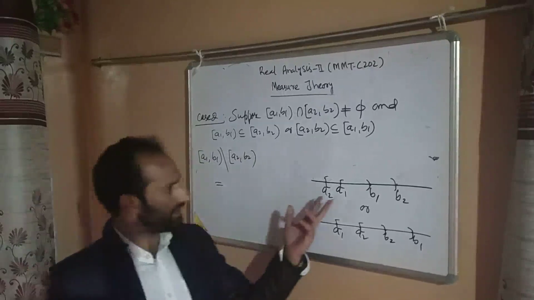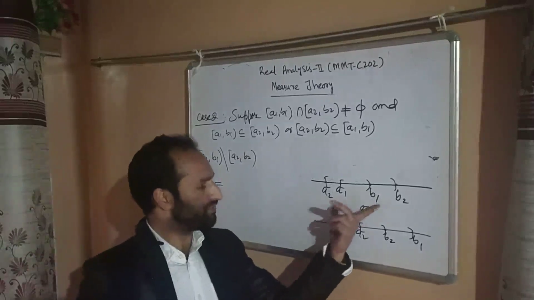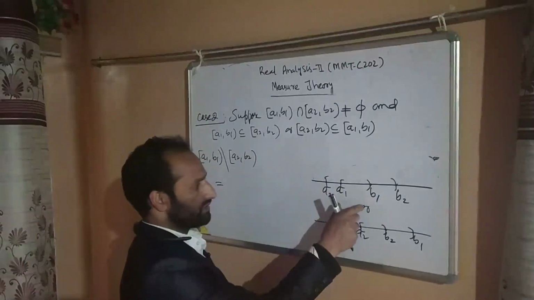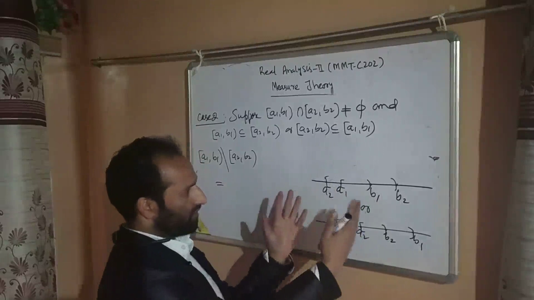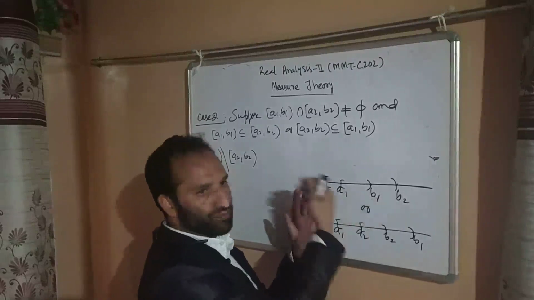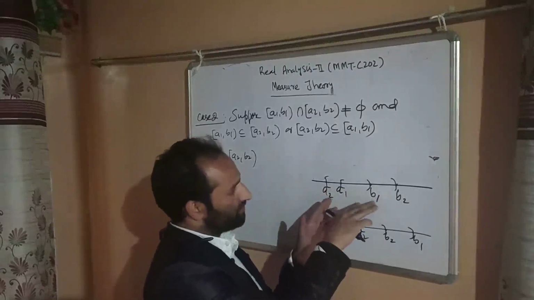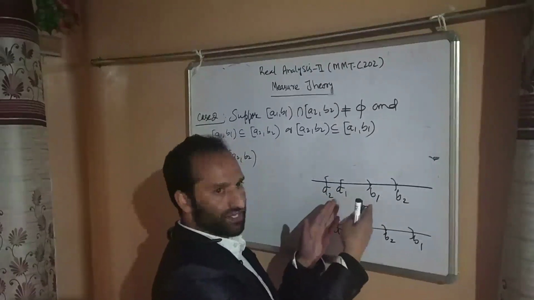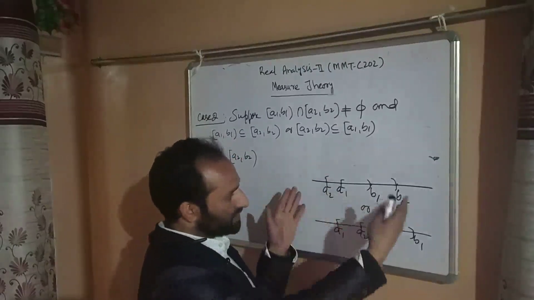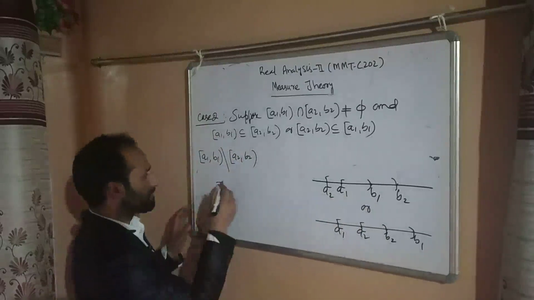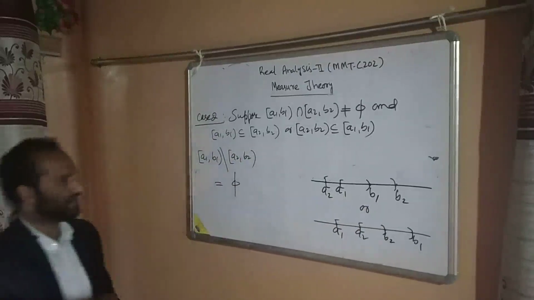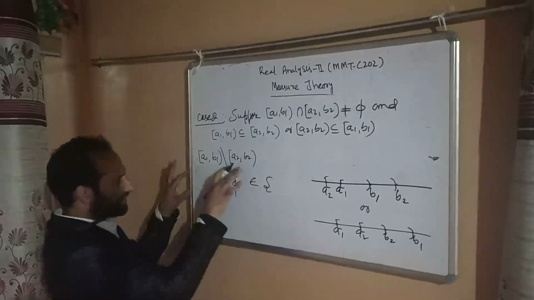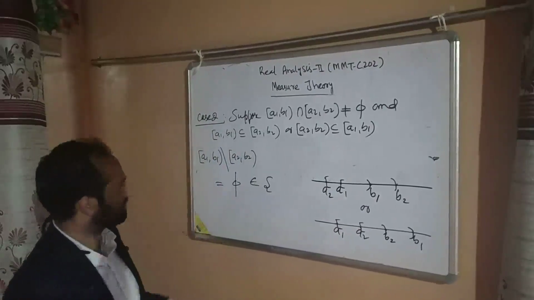So suppose A1 B1 is contained in A2 B2. Now what's A1 B1 minus A2 B2? You have to remove A2 B2 from A1 B1. A2 B2 is a bigger set, A1 B1 is a smaller set. So when we remove a bigger set from a smaller set, it's equal to phi. And phi is a member of S. So that means this difference is a finite disjoint union of members of S.